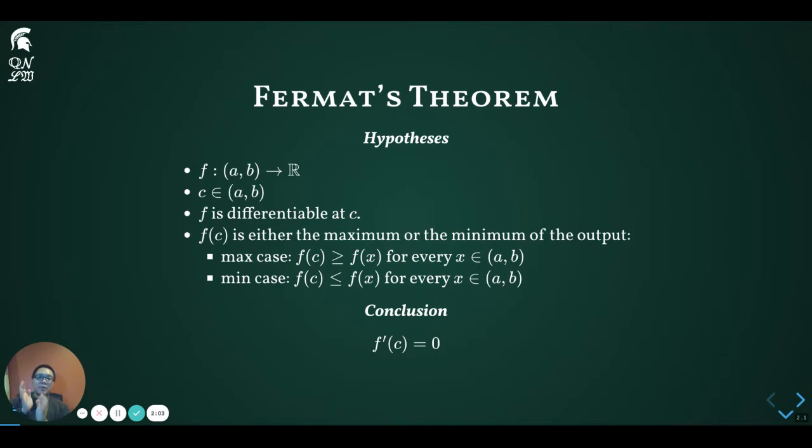Let's just recall in the case that f of c is the maximum value, this would mean that f of c is larger than f of x for any x in the interval. And in the case that f of c is the minimum value, this would mean that f of c is smaller than f of x for any x in the interval. Under these assumptions, namely that f is differentiable at c and f of c is either the maximum or the minimum possible output of the function f, our conclusion is that f prime at c vanishes.